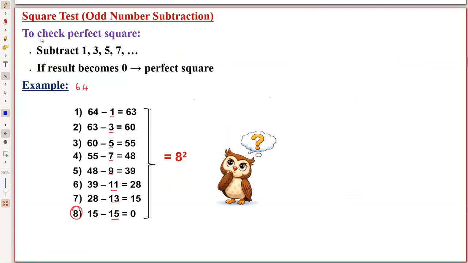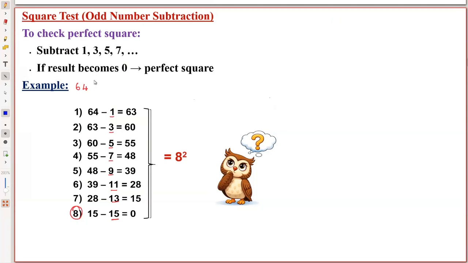Next one is the square test, whether the given number is a perfect square or not. We already learned the prime factorization method: if you are able to write the number as two identical groups, two identical numbers, it is a perfect square number. So this is one of the methods.